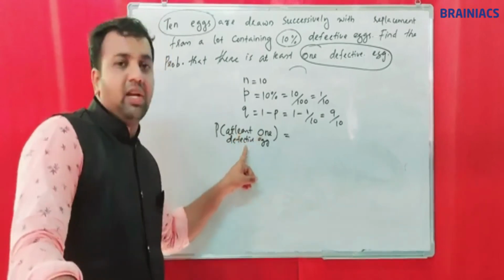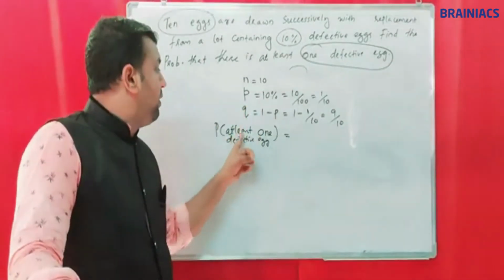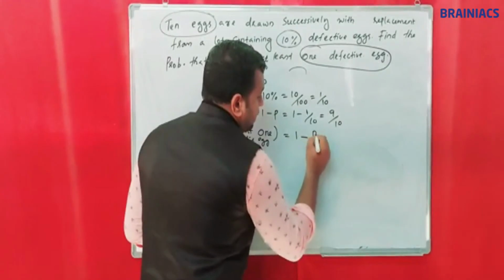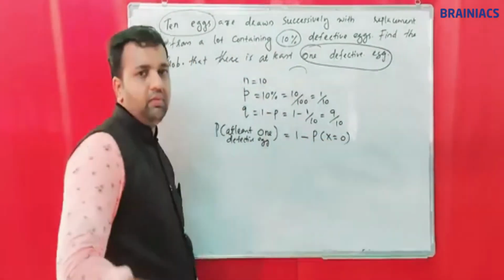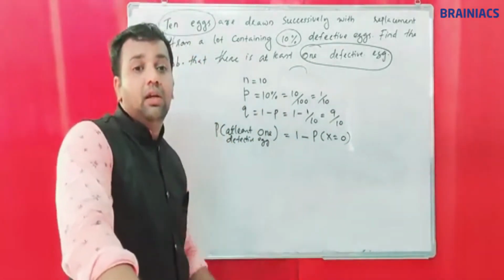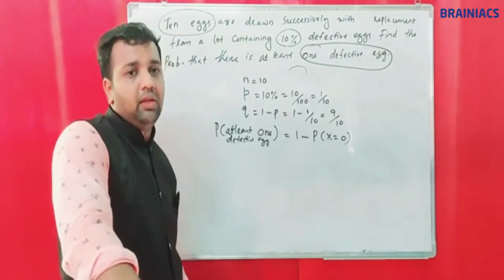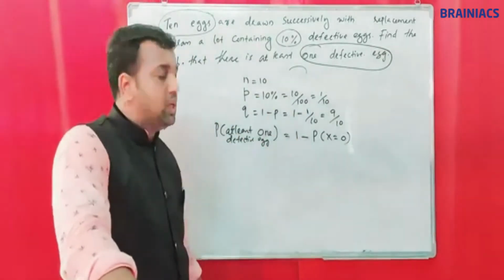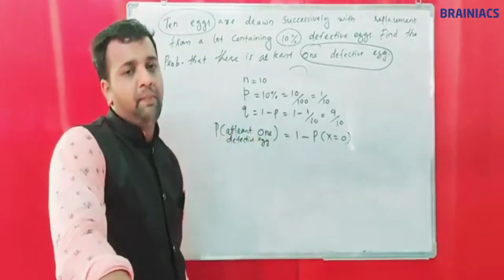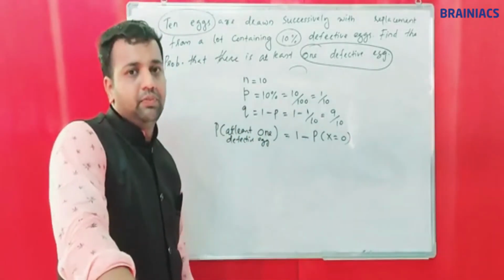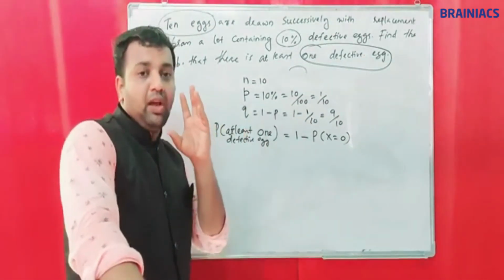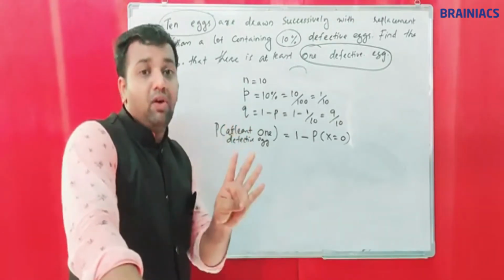P of at least one defective egg. In binomial distribution, when we find P of at least one, at that time we can use a shortcut: 1 minus P of x is equal to 0. Because 1 is the highest value in probability. Sum of all probabilities is equal to 1. So P of at least one contains 1, 2, 3, 4, etc. up to n. Here 0 is not contained in it. Or 0 is not a value in at least one. P of at least one contains values from 1, not 0.